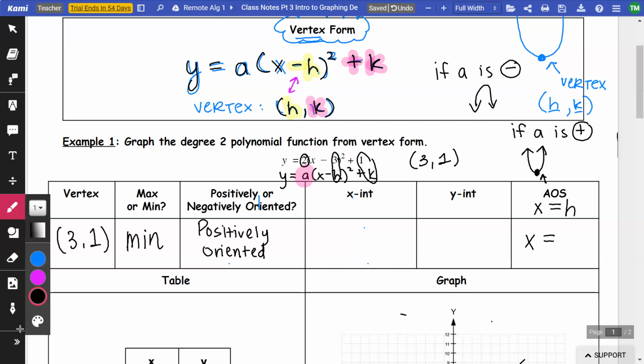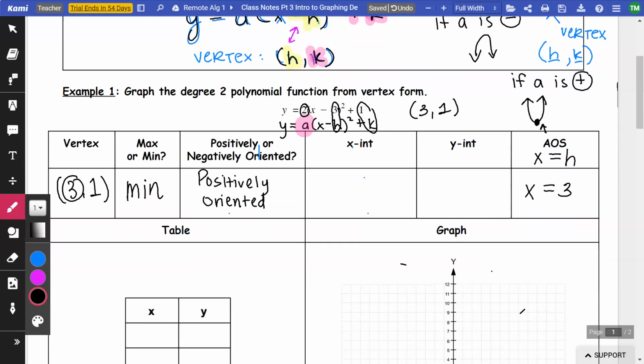Looking from vertex form, we found our vertex. H is the x value of the vertex. So x is equal to 3 will be our axis of symmetry. So let's talk about what this means for our graph.